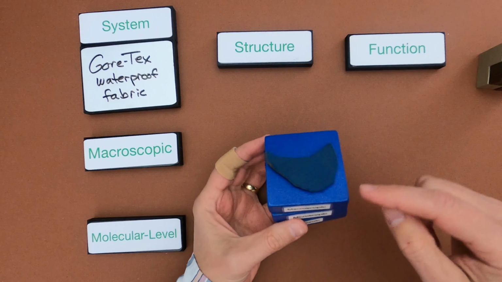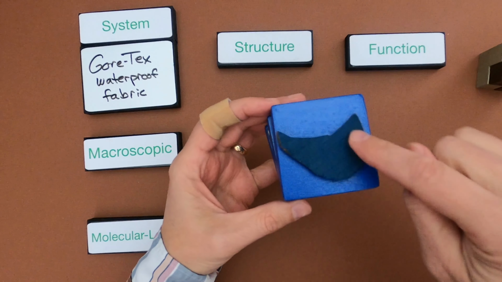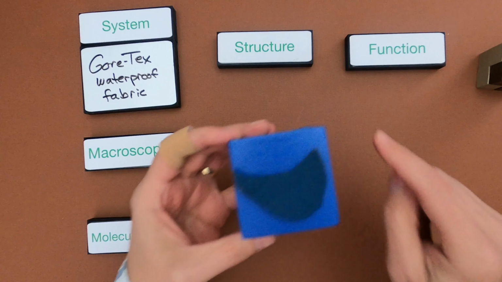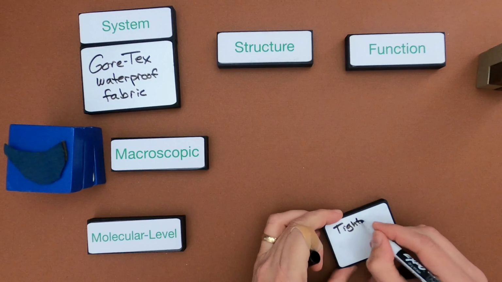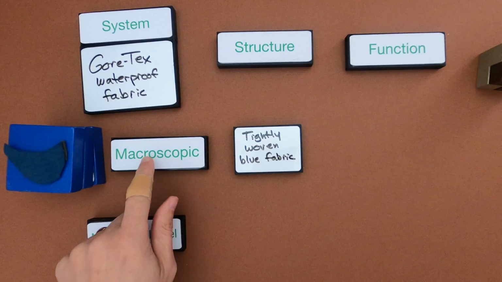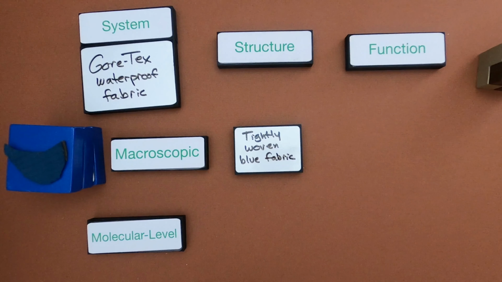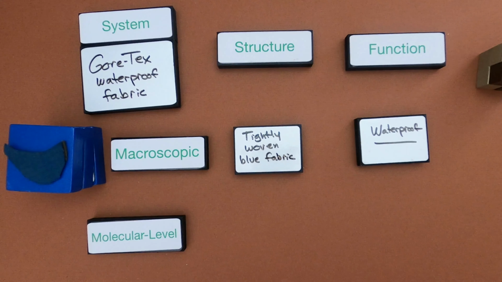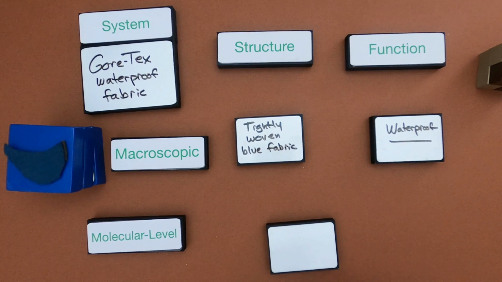Okay, the first thing I would do is macroscopically, so we're looking at it with the naked eye. I would try to describe what I see as far as a structure here, and then what I get as a function. So let me write that out. The structure is a tightly woven blue fabric, and the function is that it's waterproof. In other words, if water gets on the surface, it can't get through and get your foot wet. That doesn't tell me anything as far as how that works. What's going on as far as the structure goes is still a big question mark.